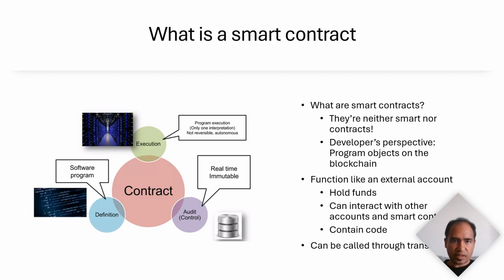So first, let us start. What is a smart contract? Unlike the name, they are neither smart nor a contract. A smart contract is a programming language in which you can write code and deploy it, and that powers Ethereum and other smart contract blockchain languages.